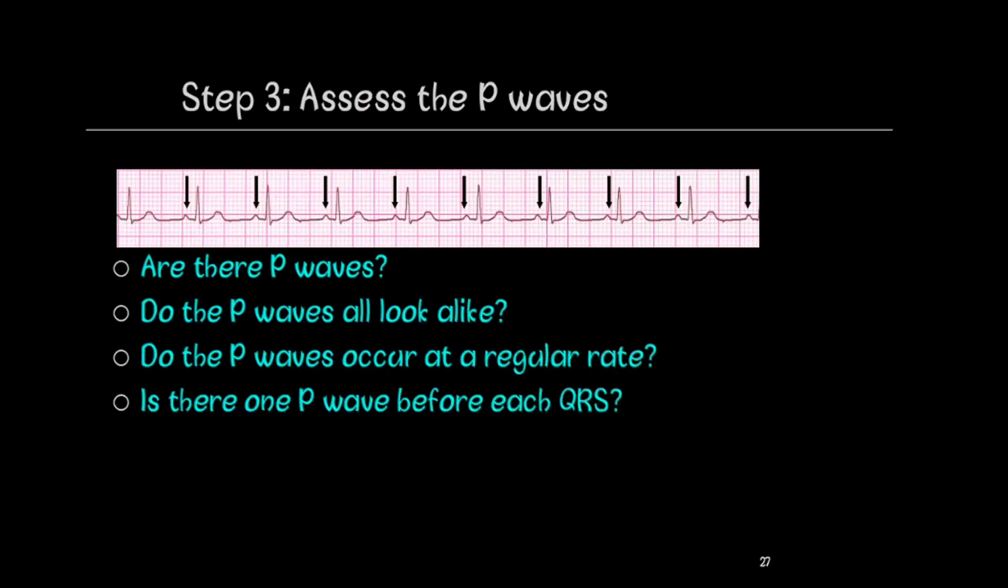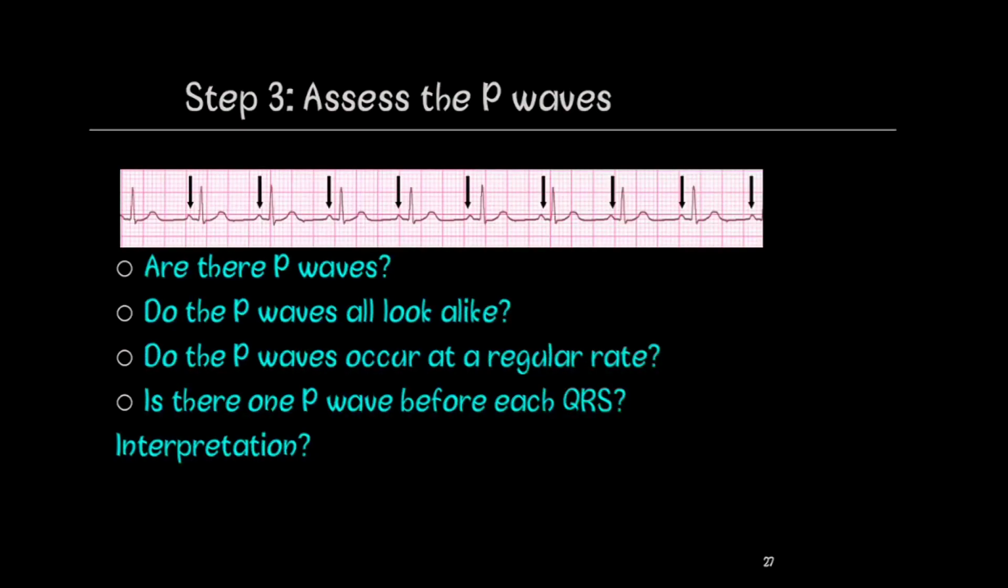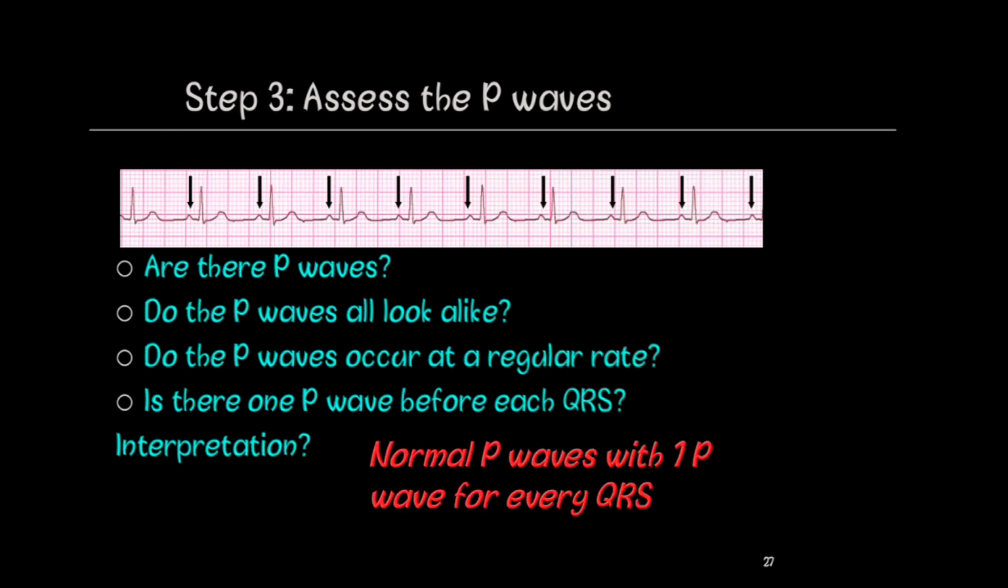Here we have to think of the answers to the following questions. Number 1, are there P waves? Do the P waves all look alike? Do the P waves occur at a regular rate? Is there one P wave before each QRS? So what's your interpretation for the following ECG? There are P waves, they all look alike and they occur at a regular interval, and there is one P wave before each QRS. So the interpretation is that these are normal P waves with one P wave for every QRS.